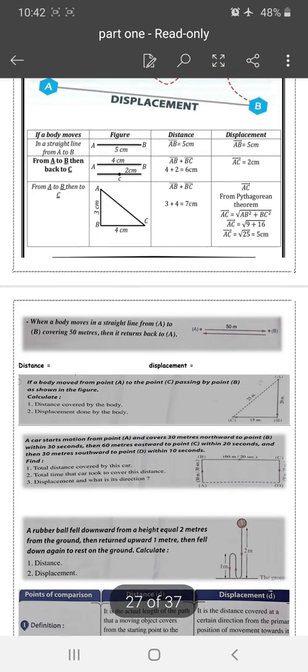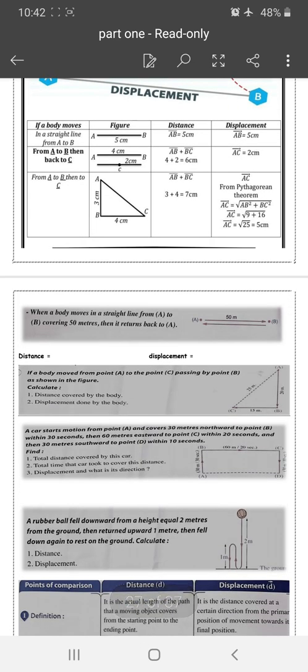For example, if we have this in the opposite figure, A and B, the distance between A and B is 5 centimeters. But displacement also is 5 centimeters in the AB direction.